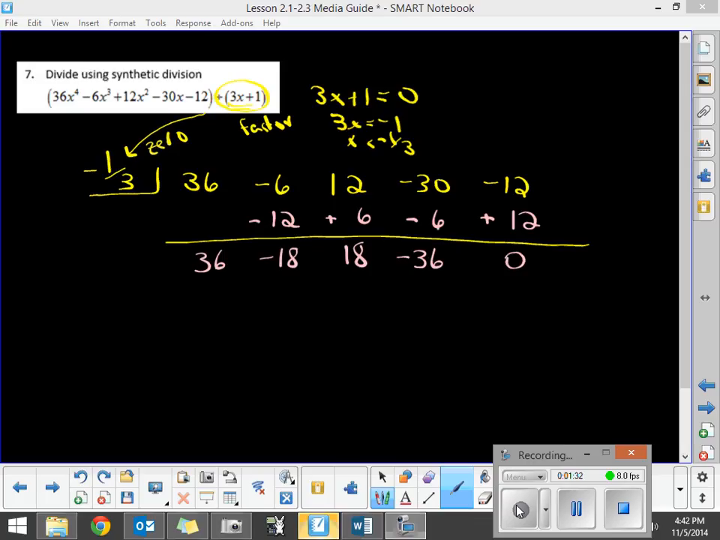That's all that was required of this problem. Many of you went above and beyond and said, oh, because that had a remainder of 0, that meant that this is a factor. That means that this is a 0. That's all good information, but this is all that was required. I just want to see if you could divide synthetically and make sure you convert the factor into a 0.